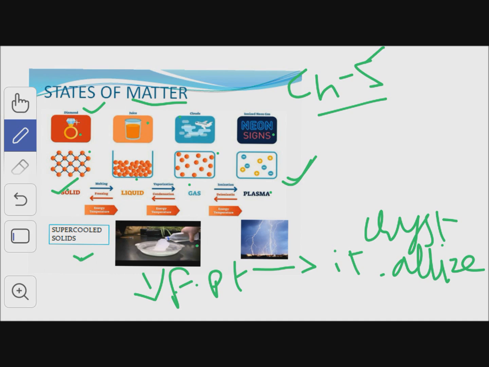And all these states are interconvertible. Solid changes to liquid when we provide heat energy, and the process is called melting. Liquid changes to gas, the process is called vaporization, and the gas changes to plasma, and the process is called ionization, by providing heat energy. And on cooling, the reverse process takes place. Plasma changes to gas, deionization occurs, gas changes to liquid due to condensation, and liquid forms solids due to freezing. If we heat the substance, the state of the substance changes, and this is a reversible process.